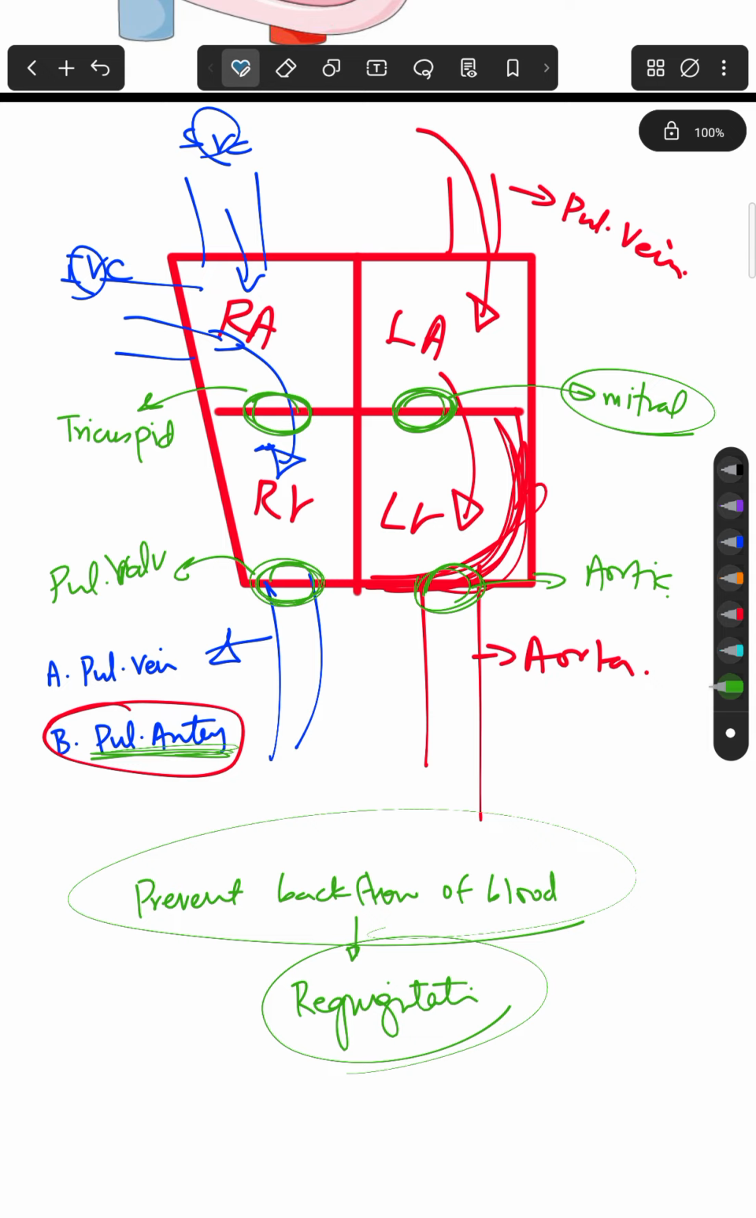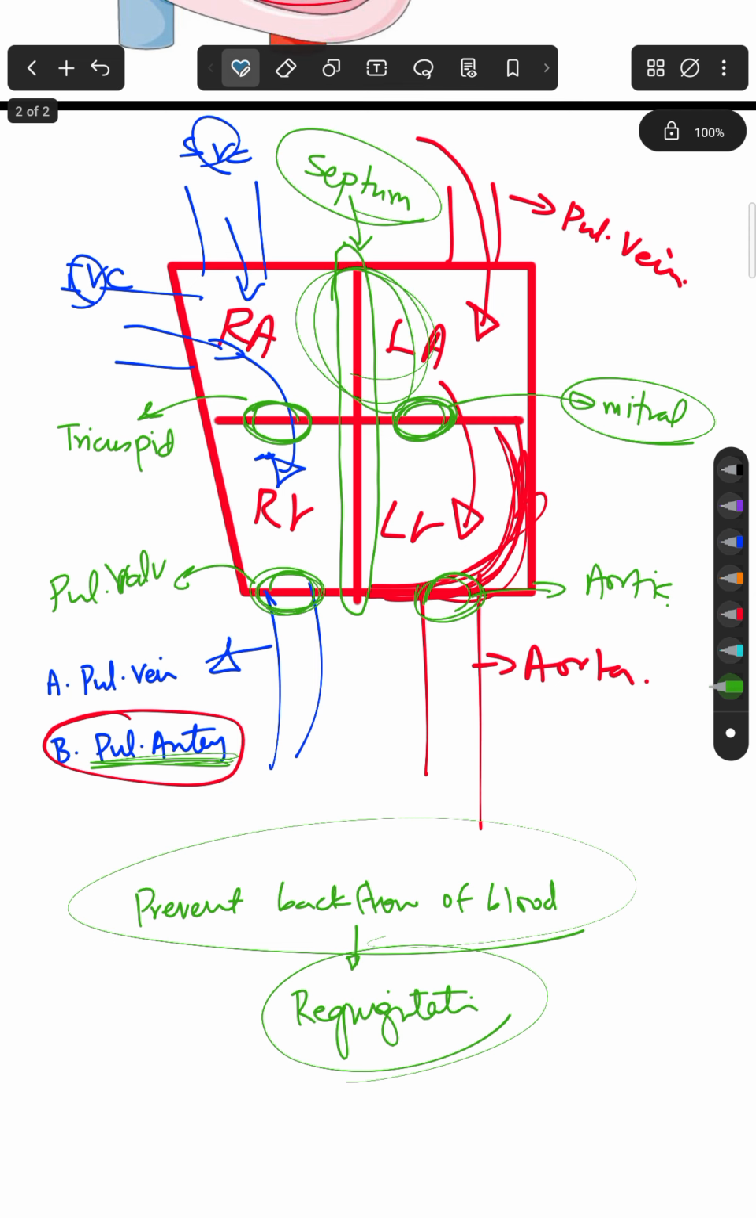Okay, done. Now, notice this wall that separates the right halves from the left halves. This is called a septum. Now, the atria are separated by the atrial septum, and the ventricles are separated by the ventricular septum, and that's basic anatomy of the heart.